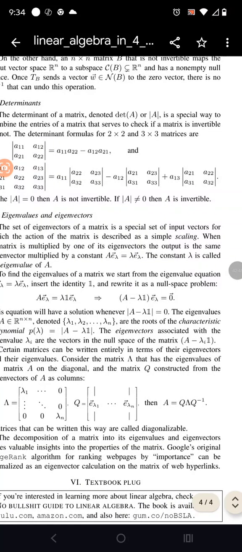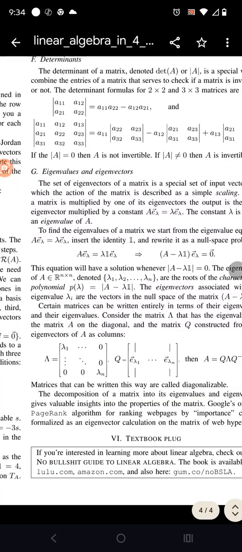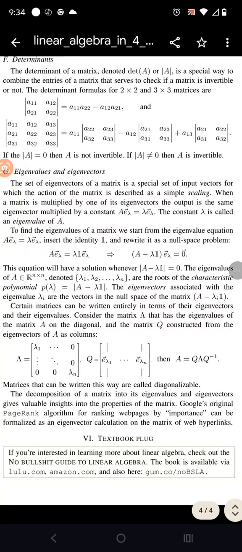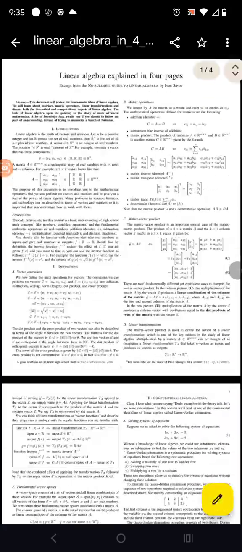Alright, the decomposition of a matrix into its eigenvalues and eigenvectors gives valuable insights into the properties of the matrix. Because, for example, PageRank, the ranking of web pages by importance, can be formalized as an eigenvector calculation of the matrix of web hyperlinks. So there we have it, the 4-page linear algebra explained in 4 pages.